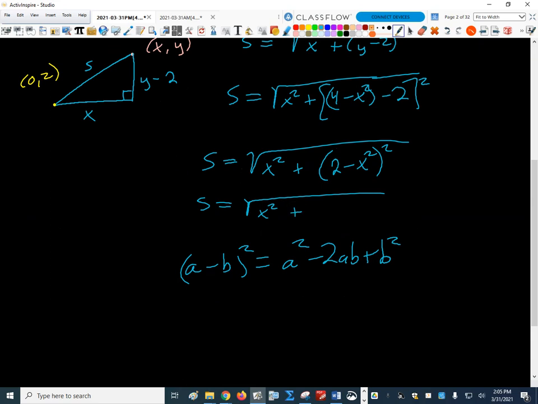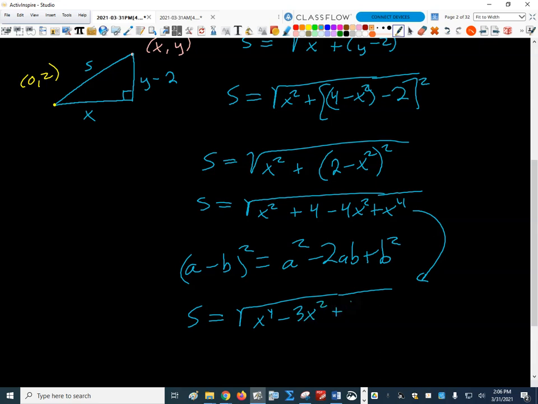x squared plus, if I FOIL that whole thing out, I'm going to get 4 minus 4x squared plus x to the fourth. I could combine my like terms. x squared minus 4x squared is a minus 3x squared. And so I end up with my distance function equals the square root of x to the fourth minus 3x squared plus 4. Everybody agree? And look, now that's s of x.